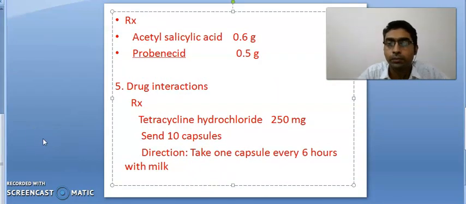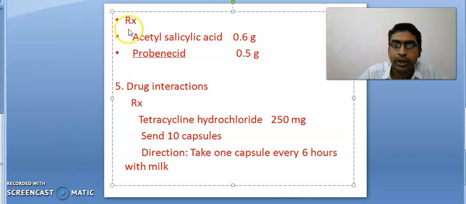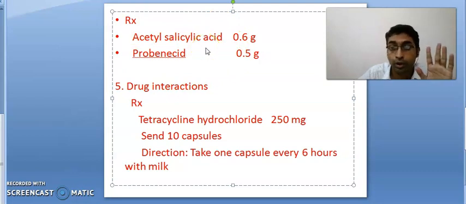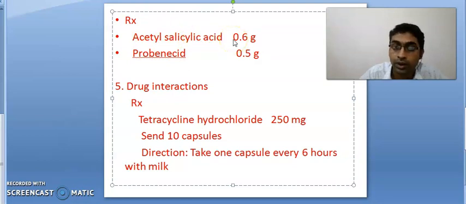This is antagonism. Two drugs given in combination, one drug opposing the action of another drug. The phenomenon is known as antagonism. Drugs are known as antagonistic drugs. A prescription contains acetyl salicylic acid 0.6 gram, probenecid 0.5 gram. Both acetyl salicylic acid and probenecid are used in the treatment of gouty arthritis. But when they are given in combination, acetyl salicylic acid is opposing the action of probenecid, and probenecid is opposing the action of acetyl salicylic acid because of antagonism. So these are the antagonistic drugs. So the prescription must be corrected and dispensed.